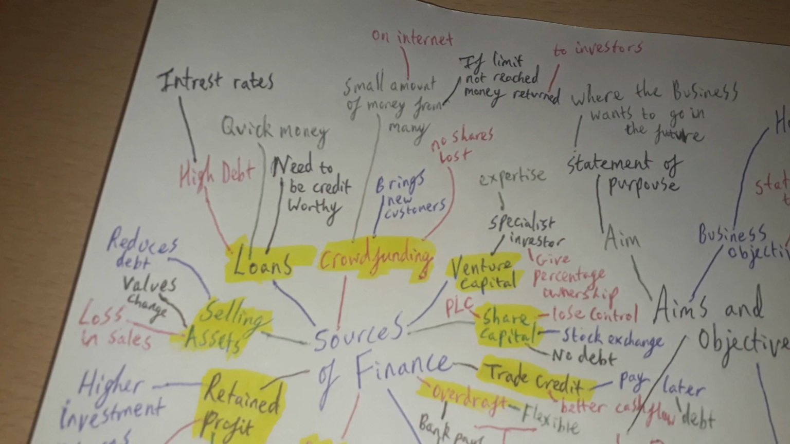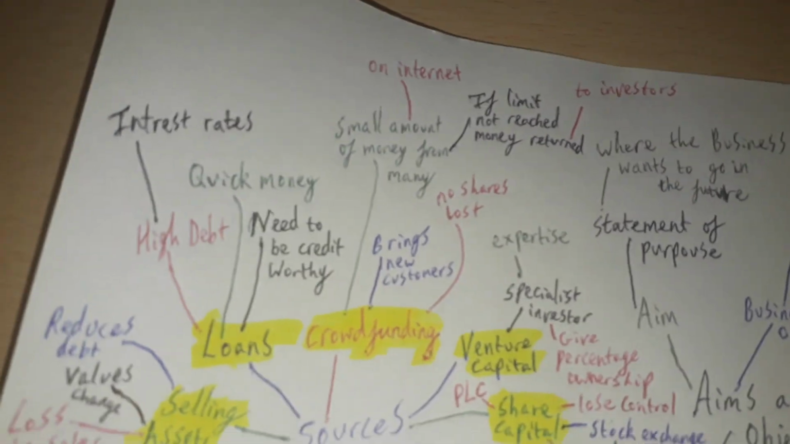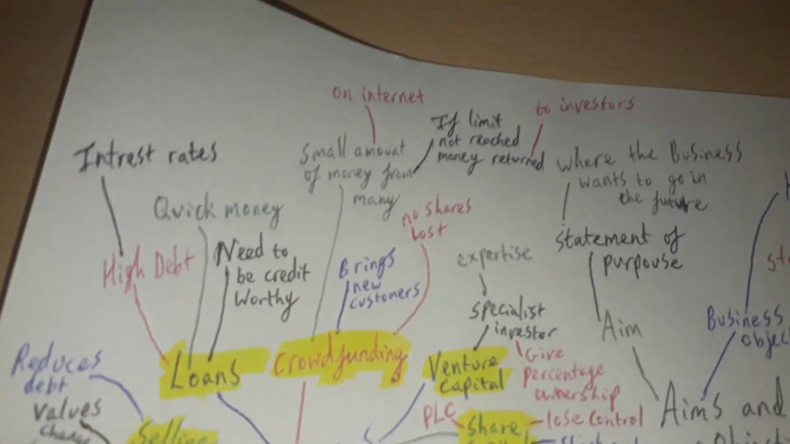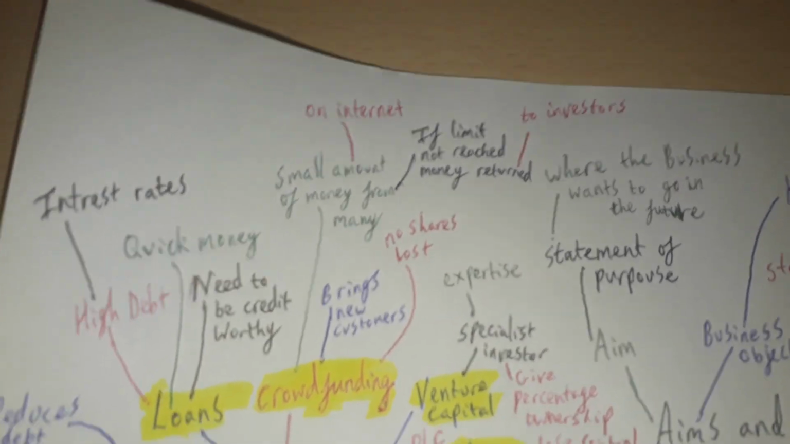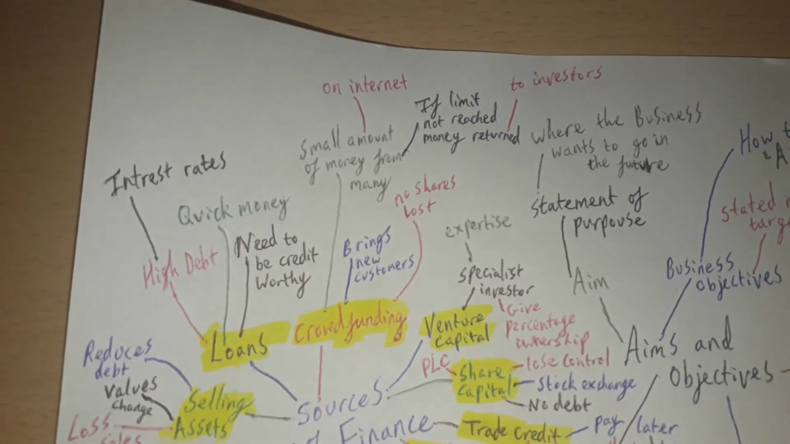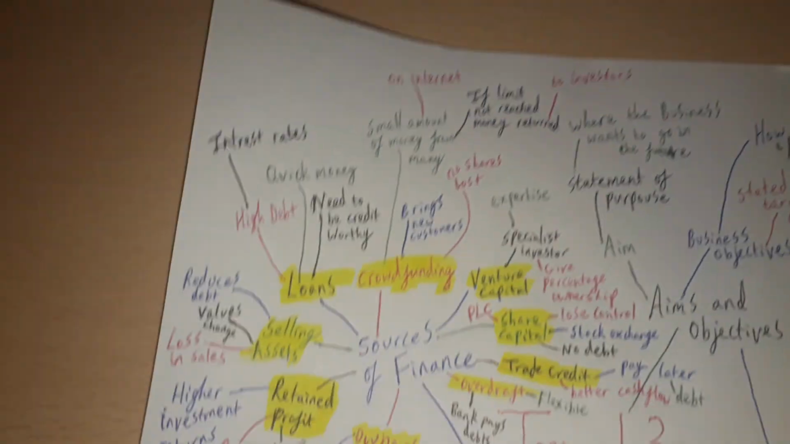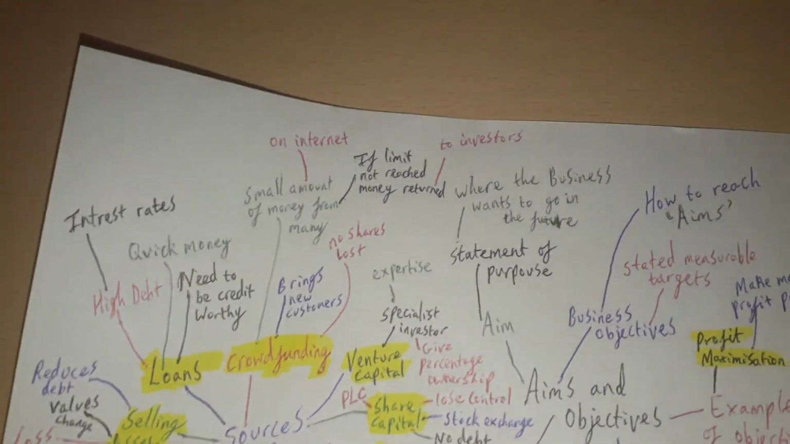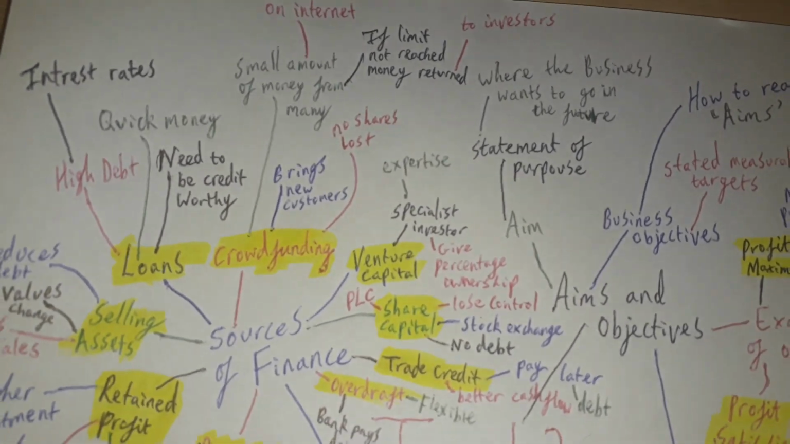Another newer way of getting finance is crowdfunding. So it's basically where on the internet, a small amount of money is given from many people on a website who like your idea. And basically it brings in a load of new customers because they're seeing your product for the first time and deciding whether they like it or not, which also means it counts as market research because you're finding out what people think of it as well as them giving you money.